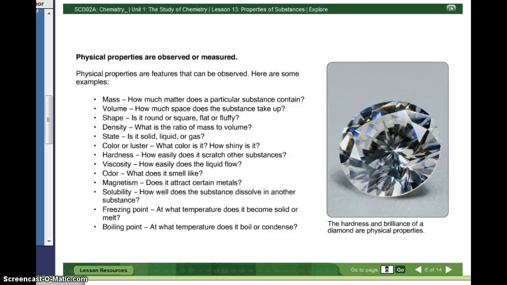Magnetism: does it attract certain metals? Solubility: how well does a substance dissolve in another substance? Freezing point: at what temperature does it become solid or melt? Boiling point: at what temperature does it boil or condense? The hardness and brilliance of a diamond are physical properties.